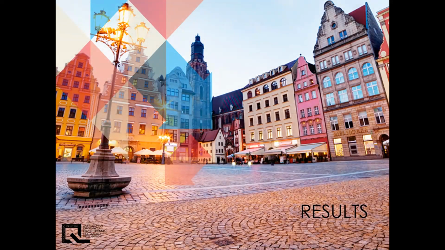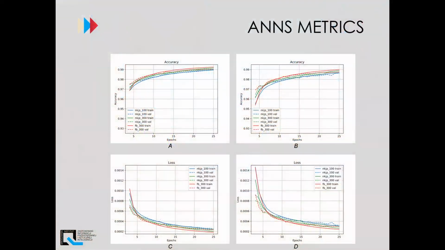Let's proceed to the results. In this figure, there are shown accuracy and loss plots for considered artificial neural network models. Figures A and C concern the artificial neural network structure with one thread, the middle one, while B and D, artificial neural network with two threads, which we earlier called the double one.